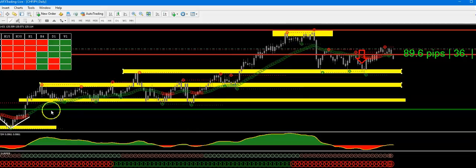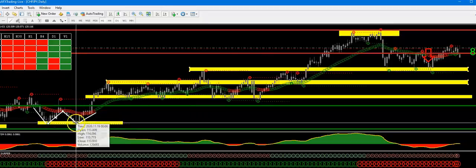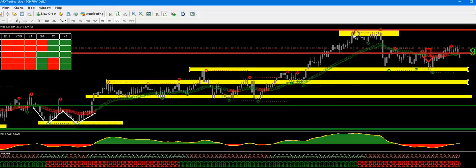And that thing dropped. But look at the time from here to here. Okay. And how many pips was that you could have caught from here to here? That was about 800 pips, right?